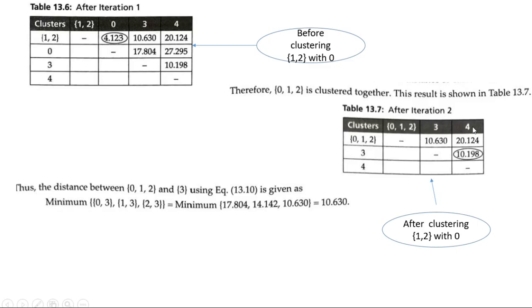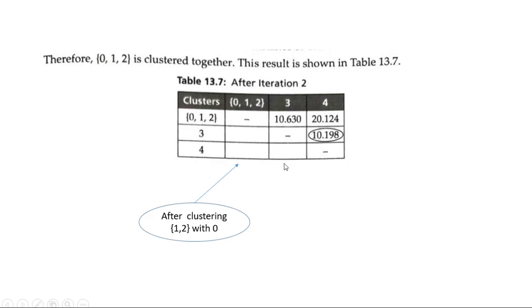Same for the column. Now, how do you find the distance? The distance from 0, 1, 2 to 0, 1, 2 is dash. How do you find the distance from 0, 1, 2 to 3? Find the minimum of the distance from 0 to 3, 1 to 3 and 2 to 3. So what's the distance from 0 to 3? 17.804. Refer to this table 13.6. What's the distance from 1 comma 3? For the distance from 1 comma 3, you have to refer to the previous table, this one, the first table that we had.